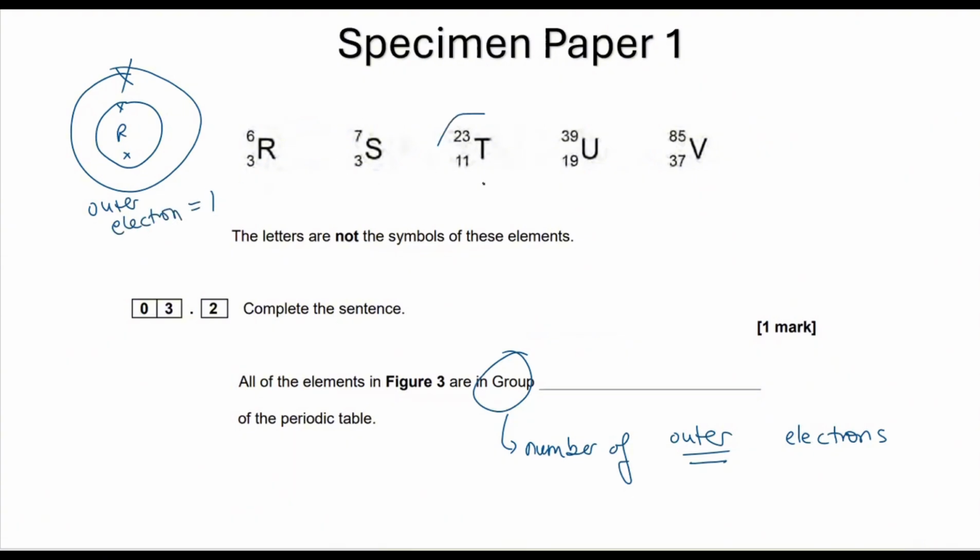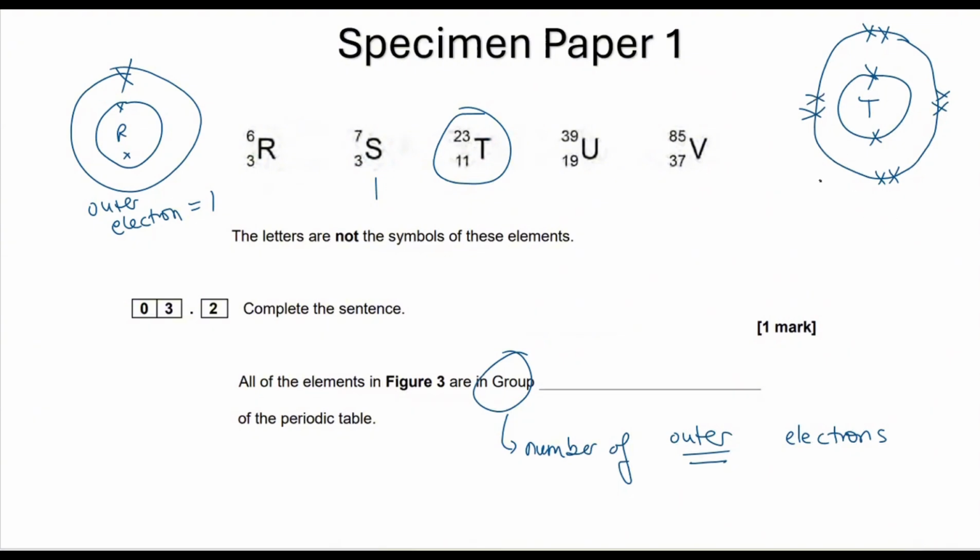I'm going to try another one. This is the same, so it would also have an outer electron of 1. Let's try T. For the first shell we've got 2. In the second shell, we can have a maximum of 8: 1, 2, 3, 4, 5, 6, 7, 8. So we've got 10 so far, and then on the outer one we have 1 more to make 11. So in this case as well, we've got 1 electron on the outer shell. So it should be all in group 1.